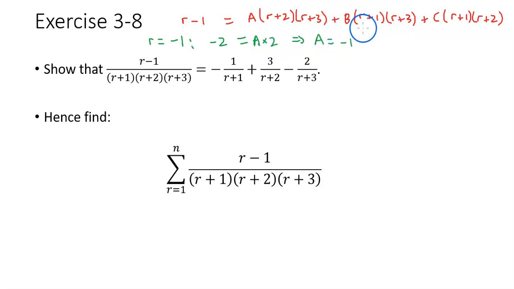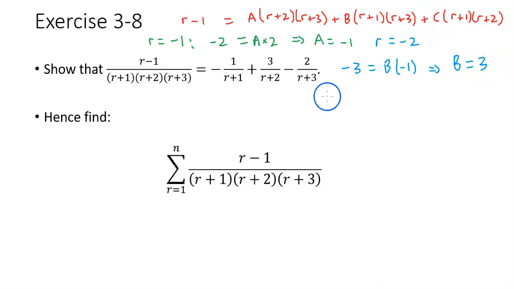And then we'll do the same thing for b, but this time to find b we select r equals negative 2, because then that will knock everything else out. And if we take r equals negative 2, we get that negative 3 is equal to b times negative 1 times 1, so just negative 1. Okay, and so that tells us that b is equal to 3.